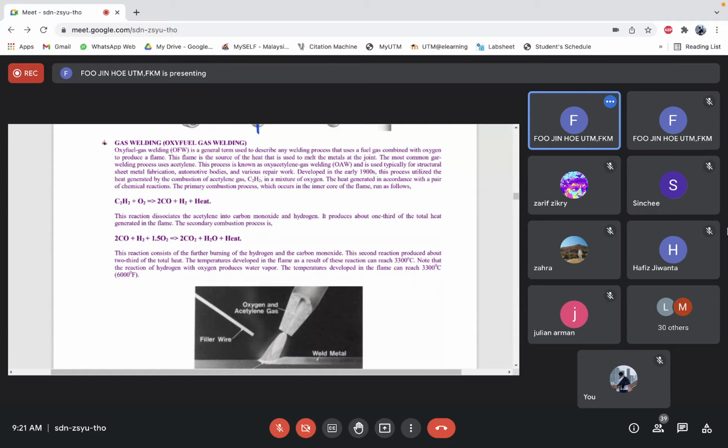Now the next one that we are going to cover is with the use of gases, which means the use of hydrocarbons. That is, flammable gases are used to produce the heat. Let's look at the video first, before we come back for more.